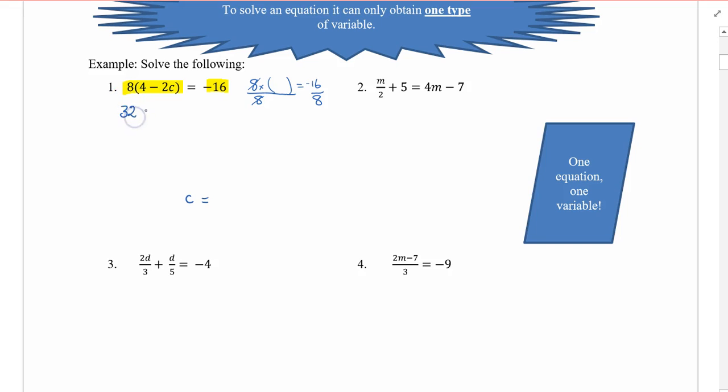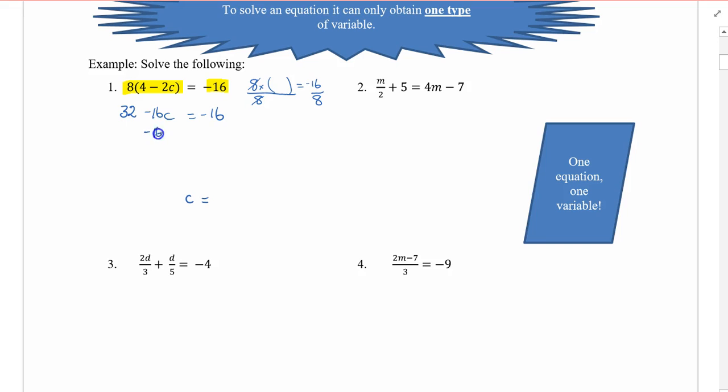4 8s are 32 and 8 2s are 16c is equal to minus 16. The student now says, I know I can't simplify 32 and minus 16 because they are not like terms. Can't subtract unless you have like terms. These rules sound familiar? They should be.